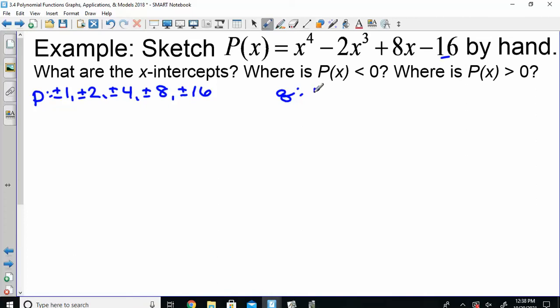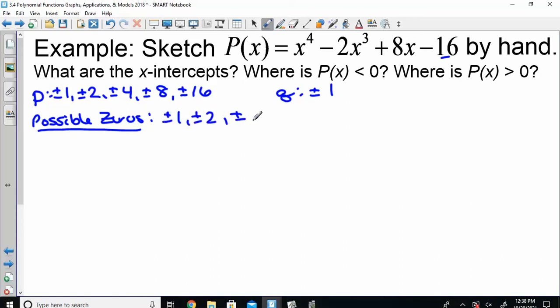What are my Q values? So the possible zeros, that's P over Q, so 1 over 1, 2 over 1, 4 over 1, you're just getting these P values again. So those are all the things that might work.